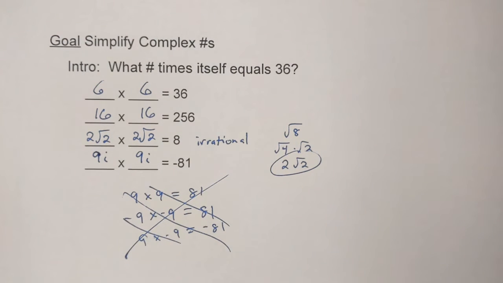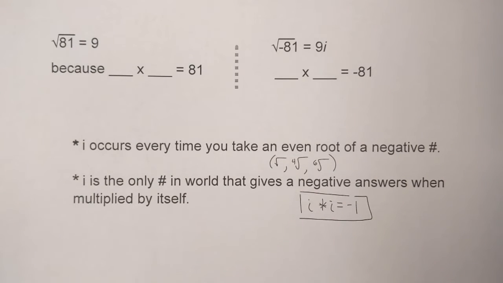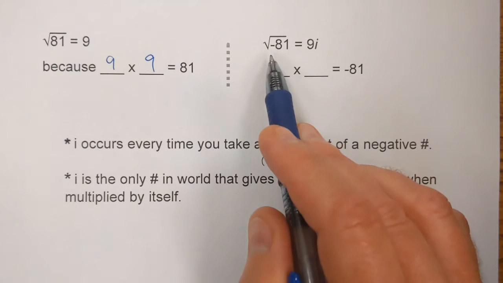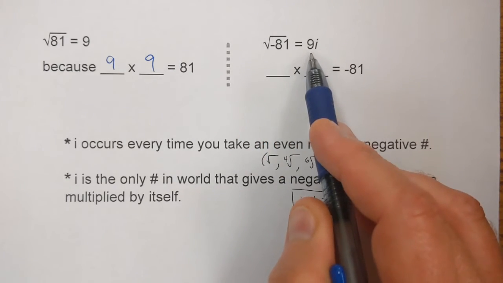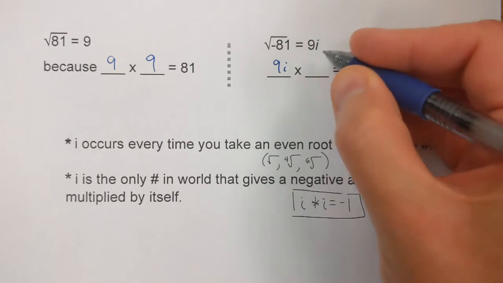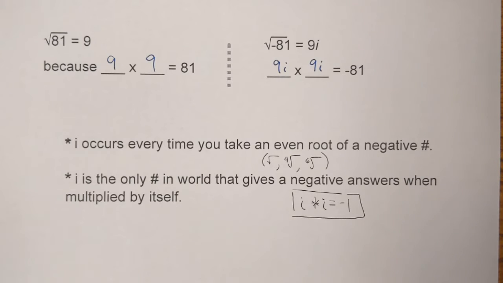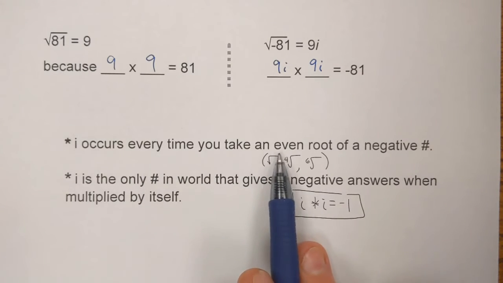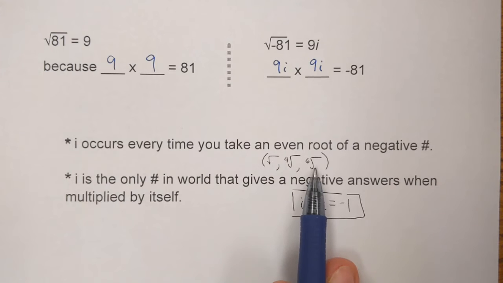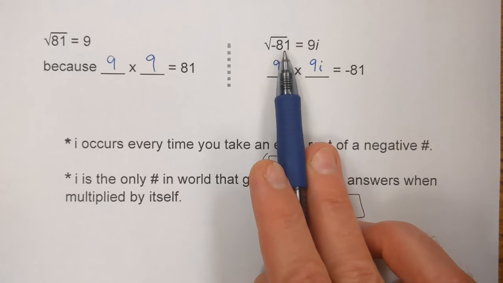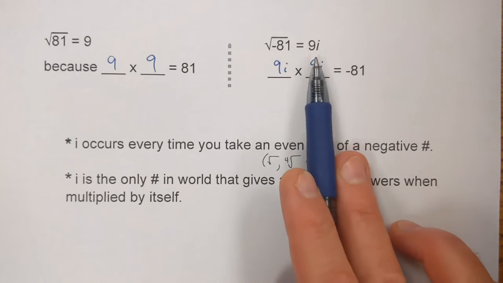9i times 9i is equal to negative 81. So here's a breakdown of this invented imaginary number i. The square root of 81 equals 9 because 9 times 9 is 81. So the square root of negative 81 is actually called 9i because 9i times 9i equals negative 81. Here, i occurs every time you take an even root, like a square root, a fourth root, or a sixth root, etc., of a negative number. So here we're trying to take the square root of a negative number.